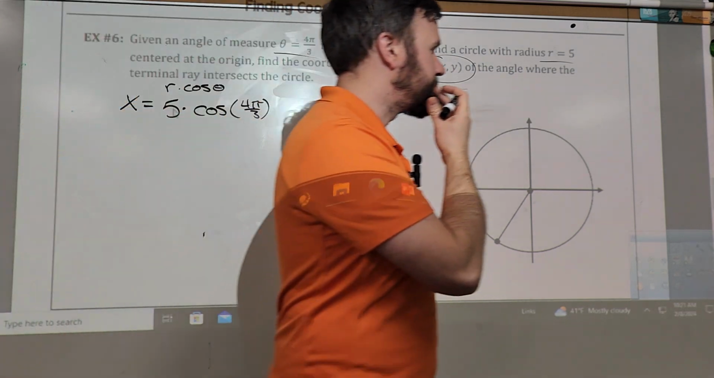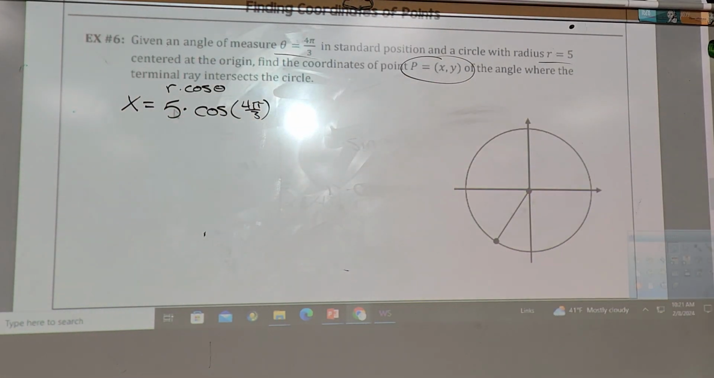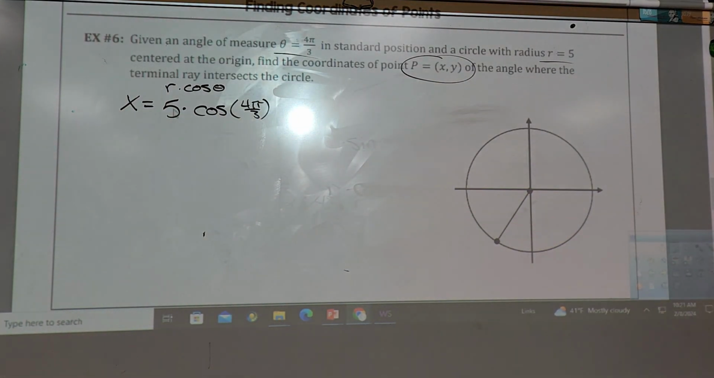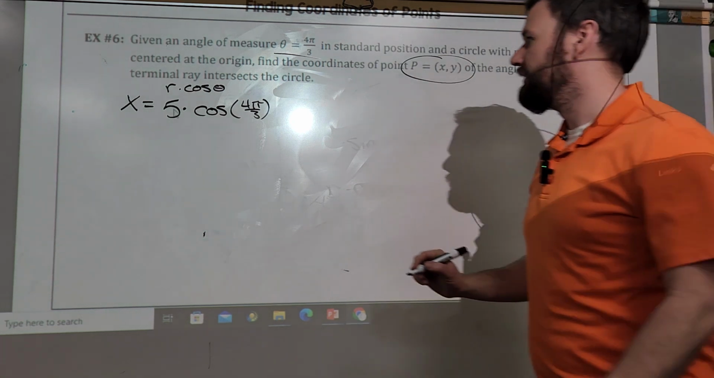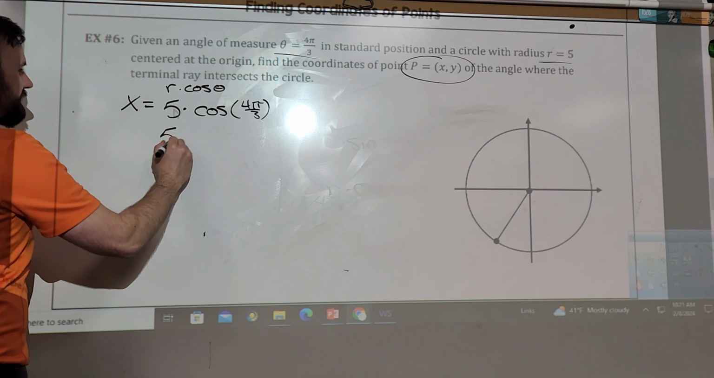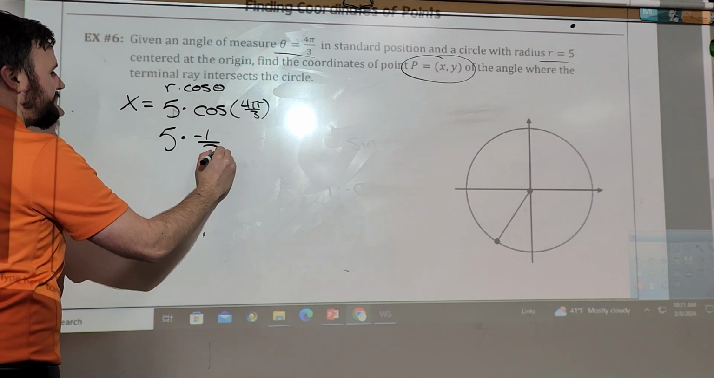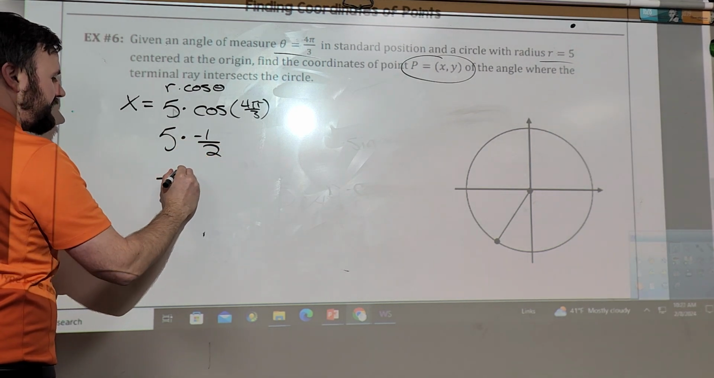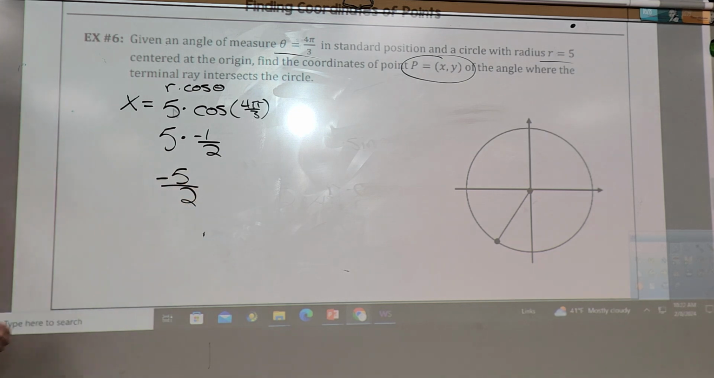Well, what's cosine of 4 pi over 3? Negative a half. So this is 5 times negative a half, so it's negative 5 halves. So again, the formula looks scary, but that's not too bad, right? It's really nothing that we haven't seen.